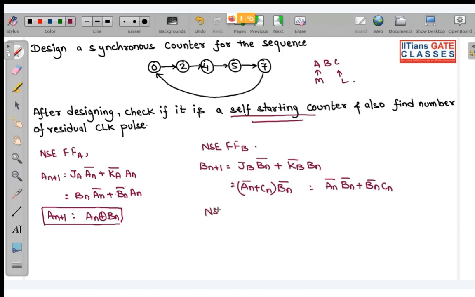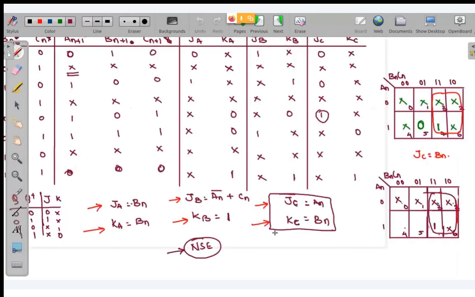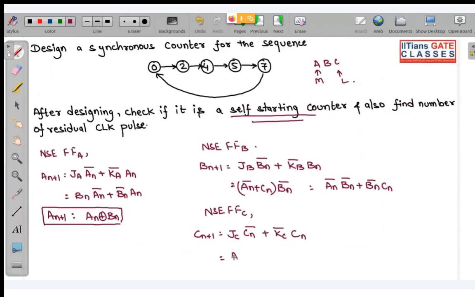Now let us write the next state equation of flip-flop C. That will be Cn plus 1 is equal to Jc Cn complement plus Kc complement Cn. What was Jc? Jc was An, Kc was Bn. So An Cn complement plus Bn complement Cn. Now we have the next state equations of An plus 1, Bn plus 1, Cn plus 1.